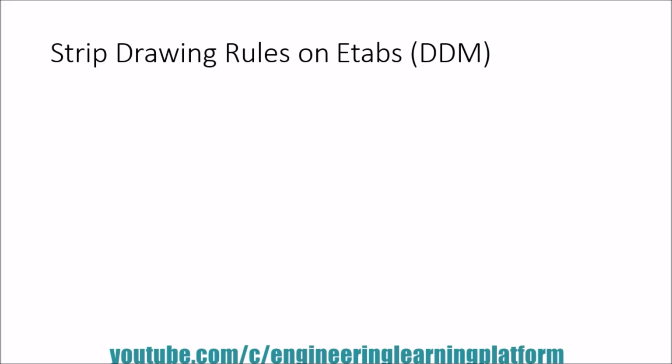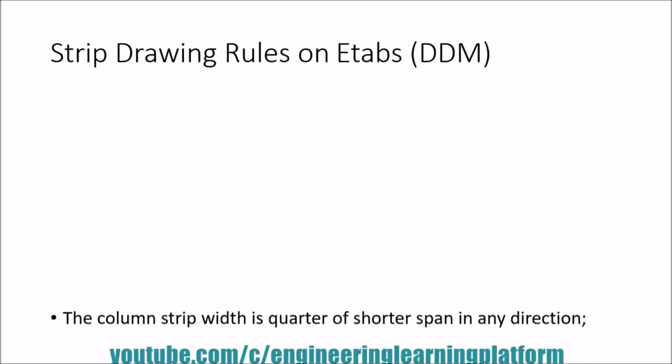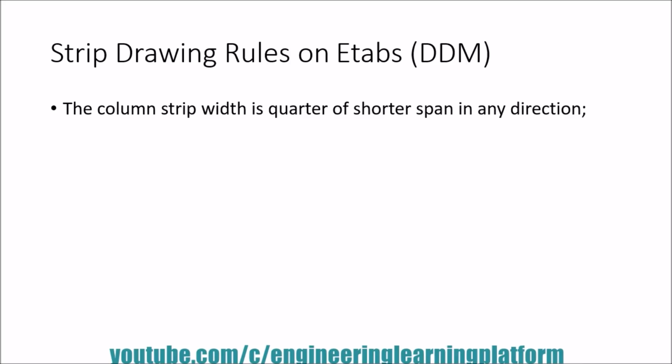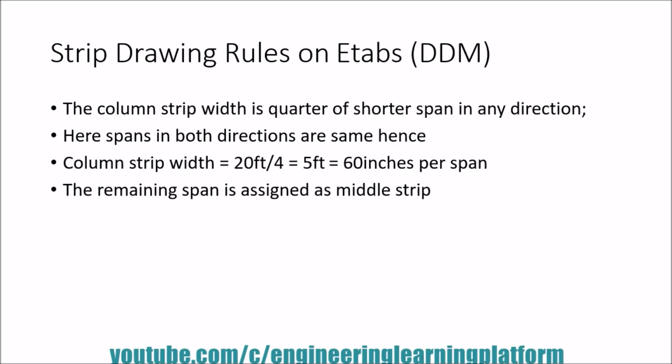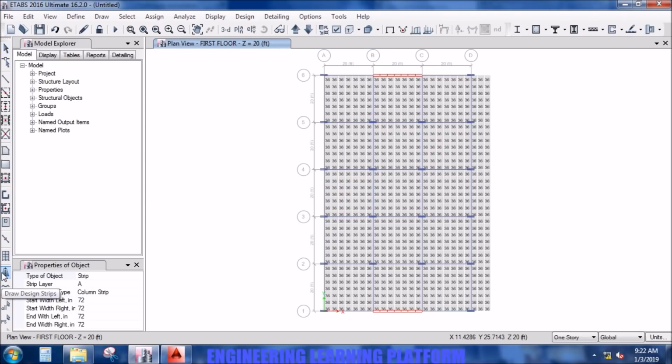Strip drawing rules on Etabs or anywhere you use DDM are as follows. The column strip width is quarter of the shorter span in any direction. Here the spans are both same in the different directions. So the strip width is 20 feet divided by 4, that makes it 5 feet or 60 inches per span. 60 inches on left and 60 inches on right, and the remaining portion will be middle strip.